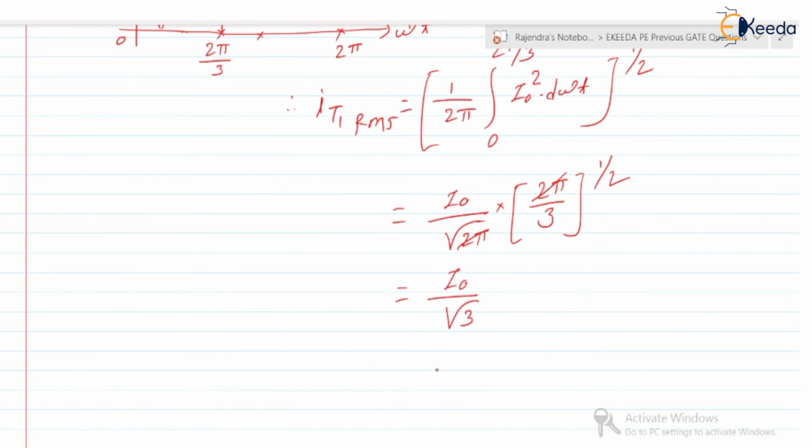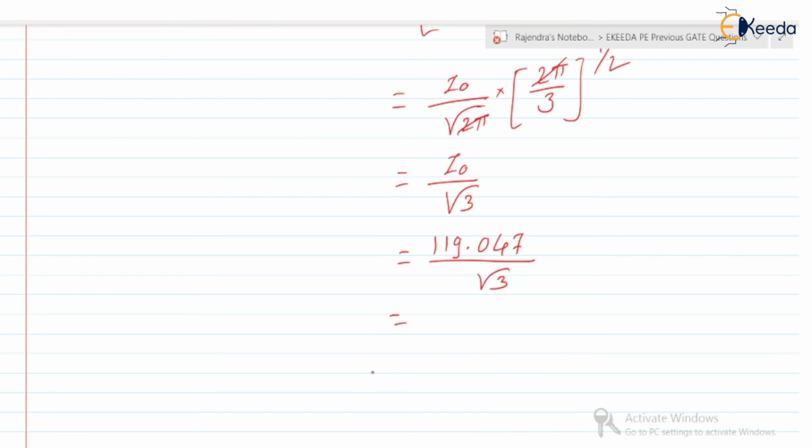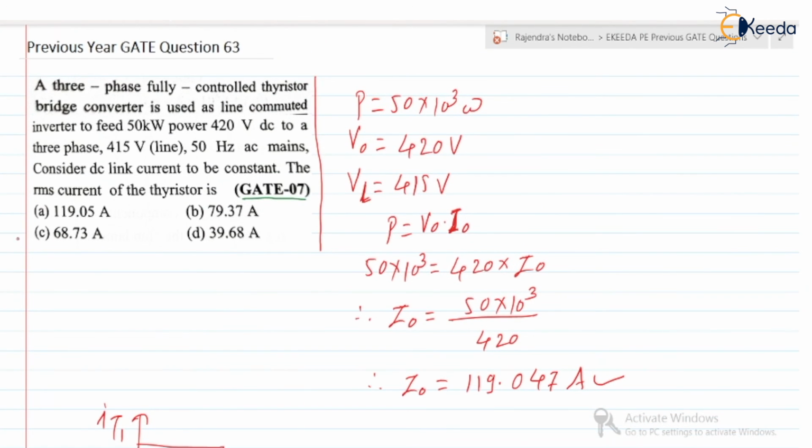So what is I0? It is 119.047 divided by root 3, which is equal to 68.73 ampere. So this is the RMS value of thyristor current IT1, 68.73. If you check, the correct option is option C. This is about question number 63. In the next video we are going to discuss question number 64. Thank you.